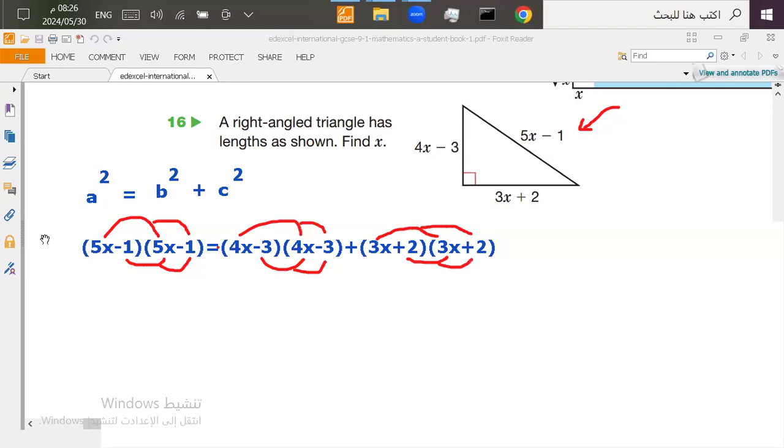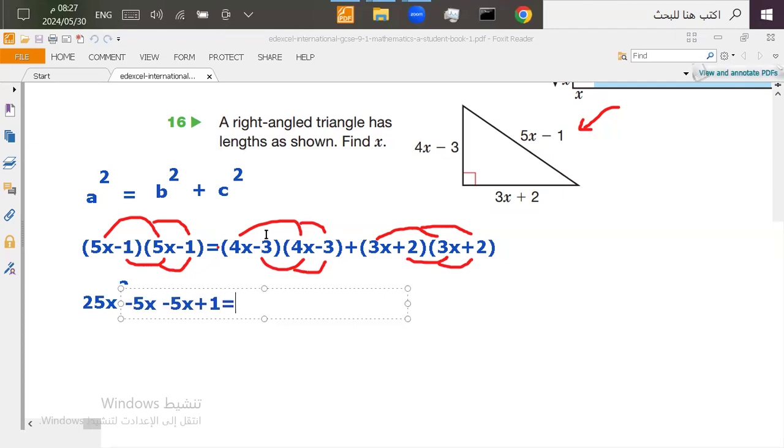Okay, let's do this part. 5x times 5x is gonna be 25x power of 2. And then 5x times negative 1 is gonna be minus 5x. And then this times this is gonna be minus 5x, same idea. And then negative 1 times negative 1 is going to be positive 1. And then we put the equal sign and do the rest of the expanding.